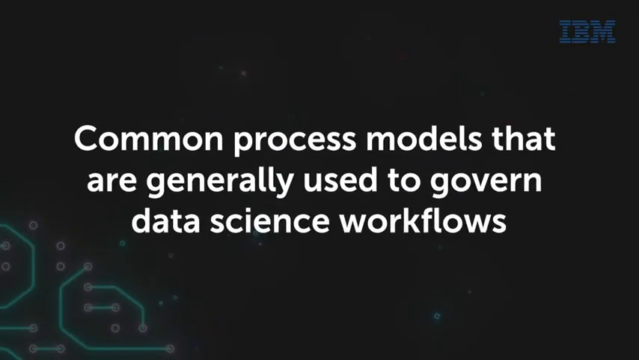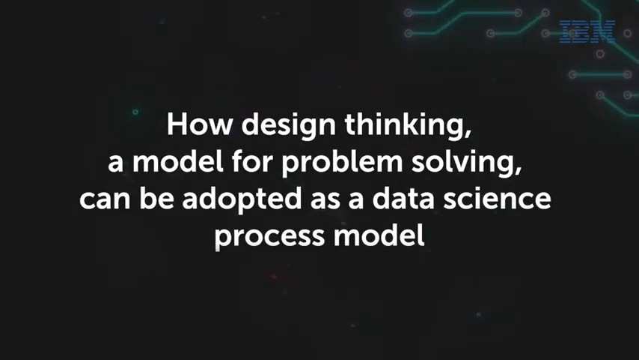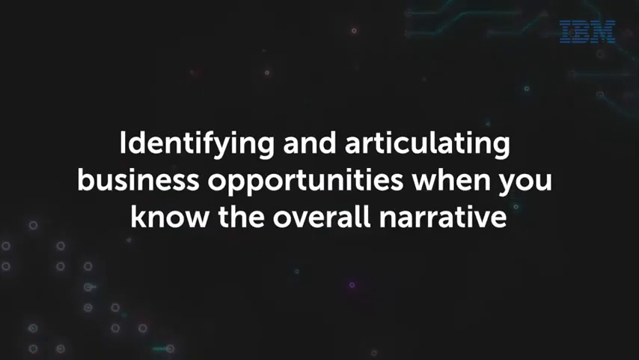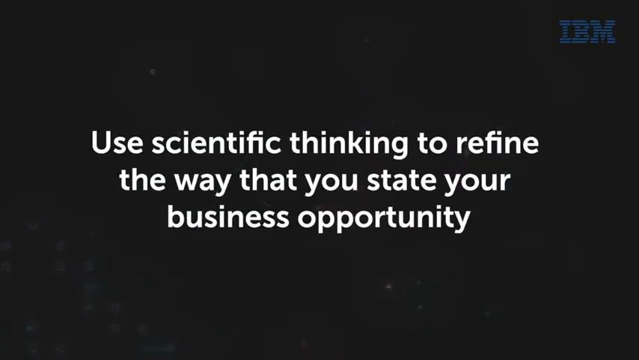Implementing the pipeline will be the focus of this case study, but let's take a moment to recall some of the other parts of the workflow that you have covered. First, we took some time to look at the common process models that are generally used to govern data science workflows. We also covered how design thinking, a model for problem solving, can be adopted as a data science process model. Next, some thought was given to identifying and articulating business opportunities when you know the overall narrative. Finally, you learned that it is important to use scientific thinking to refine the way you state your business opportunity. These steps together help you communicate reasonable project goals and expectations.